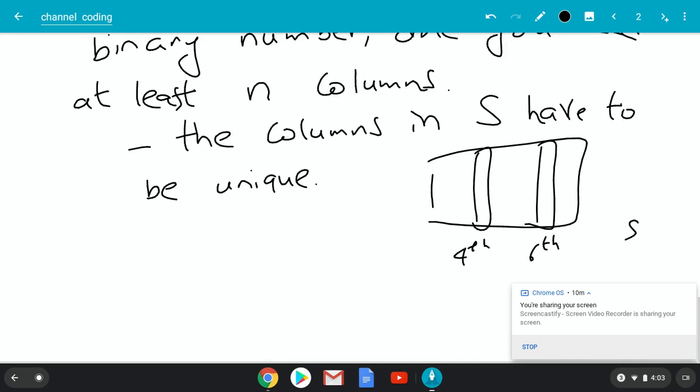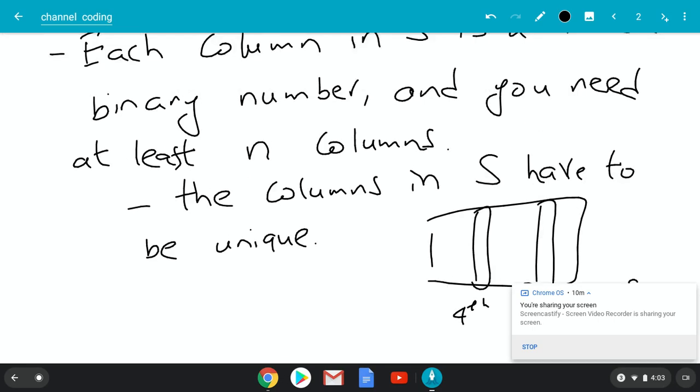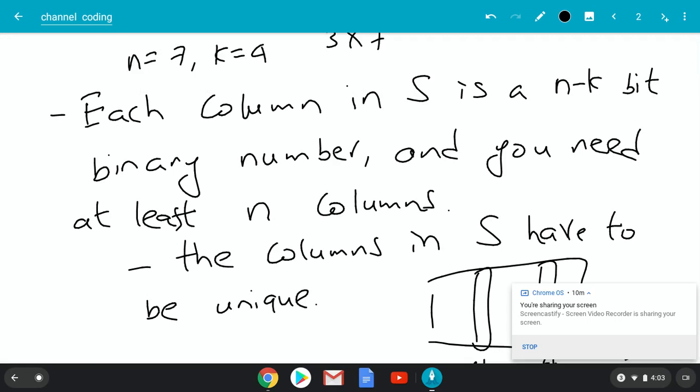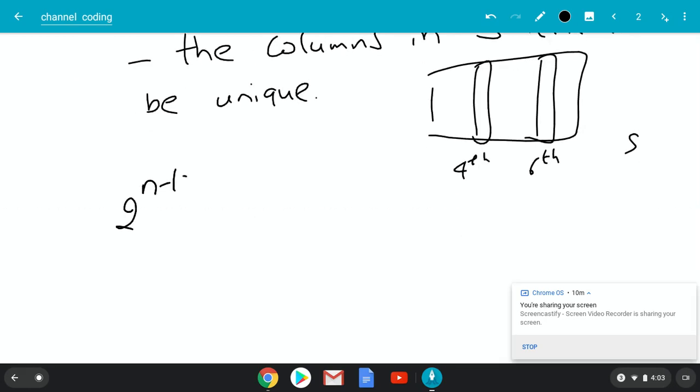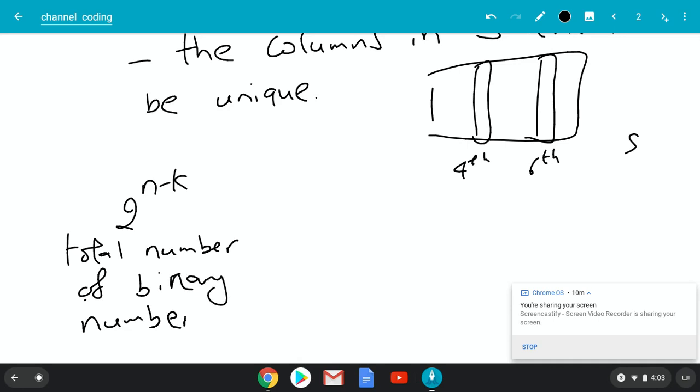So all the columns in S have to be unique, and there have to be at least n columns, right? And we know that each column is an n minus k bit binary number. So if you have n minus k binary bits, the maximum number of binary numbers you can make is 2 to the n minus k. And you need at least n. So that means 2 to the n minus k has to be greater than or equal to n, right?